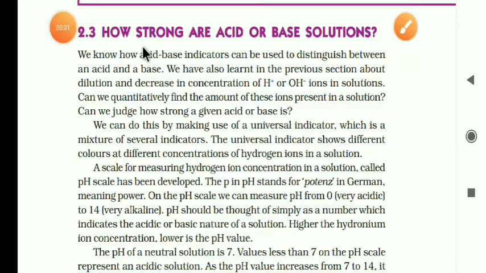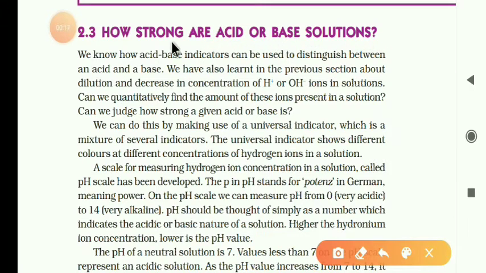Standard 10th, Subject Science, Chapter 2nd, Acids, Bases and Salts. Dear students, today we will discuss how strong an acid or a base solution is. We know that acid-base indicators can be used to distinguish between an acid and a base. So with the help of indicators you can say which is an acid and which is a base.